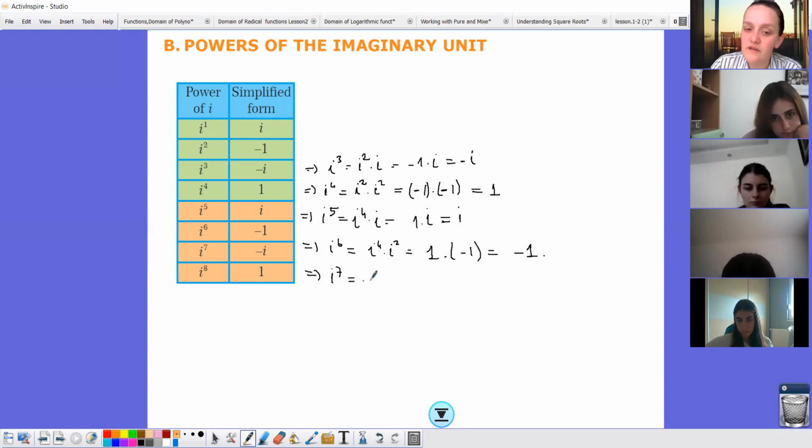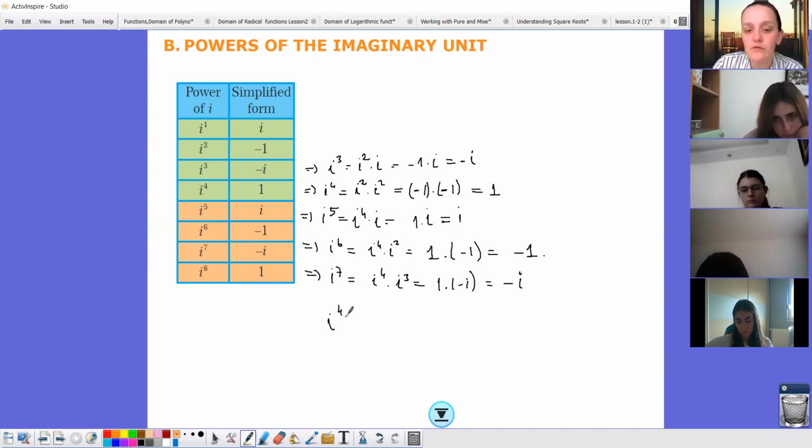I to the power of 7. Again, I can write I to the power of 4 times I cube, which is 1 times, what is I cube? -I. Then the result will be -I. And the last one, I to the power of 8, is I to the power of 4 times I to the power of 4. And it is 1 times 1, equal to 1.